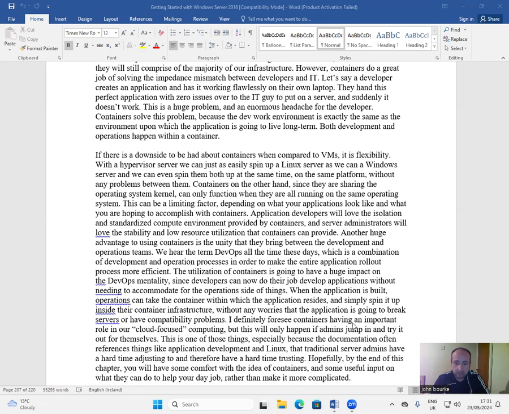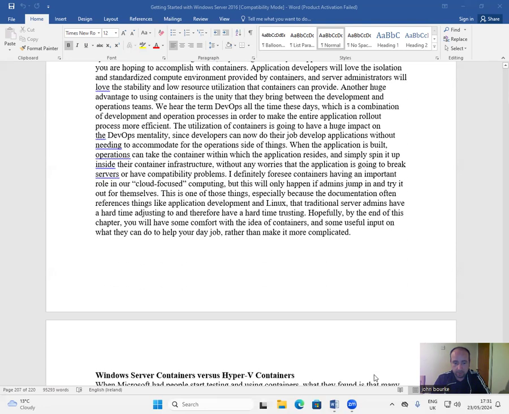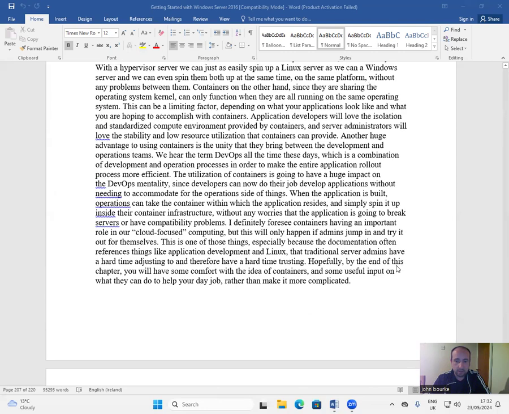I definitely foresee containers having an important role in our cloud-focused computing, but this will only happen if admins jump in and try it for themselves. This is one of those things, especially because the documentation often references things like application development and Linux that traditional server admins have a hard time adjusting to, and therefore have a hard time trusting. Hopefully by the end of this chapter, you will have some comfort with the idea of containers and some useful input on what they can do to help you with your day job rather than make it more complicated.